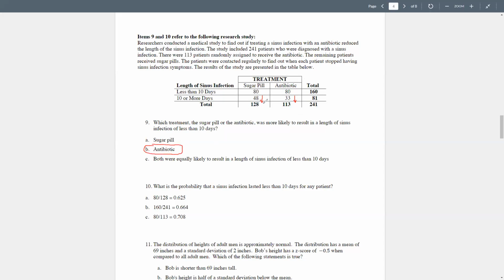So the one that goes 10 or more days is the sugar pill, while the one that goes less than 10 days will be the antibiotic. I know it looks weird, but that's the way the formula question is. And then this is our day-to-day life information.